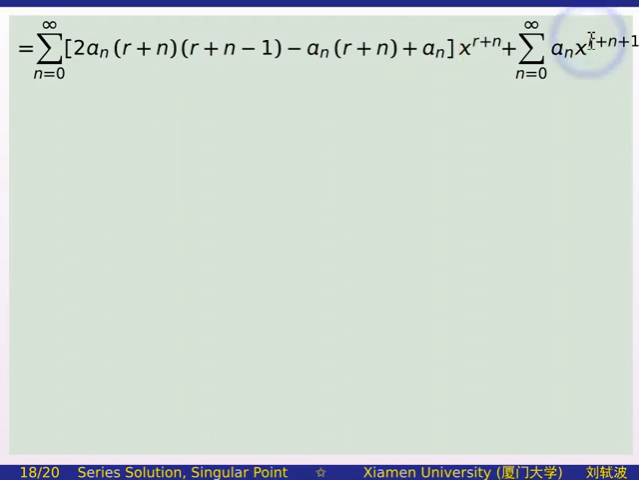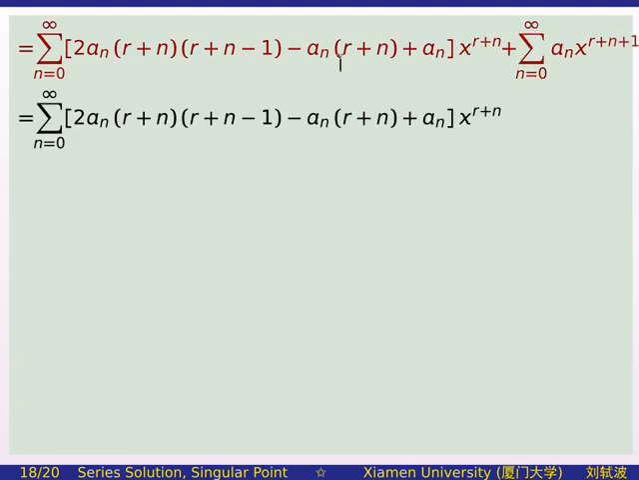Switch the summation index so that in the second summation, the power of x is also r plus n. That can be done as follows. When n is 0, the first term is x^(r+1). So we let n plus 1 be a new n. Then the original n is the new n minus 1, and the new n runs from 1 to infinity.